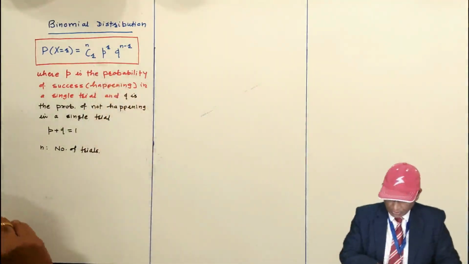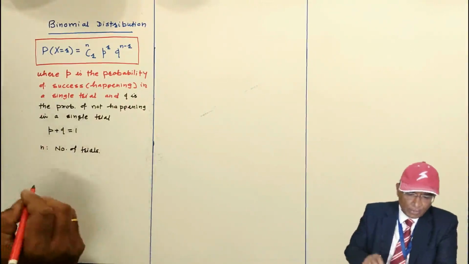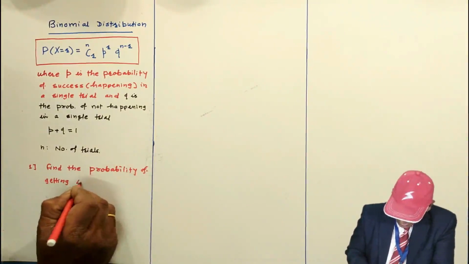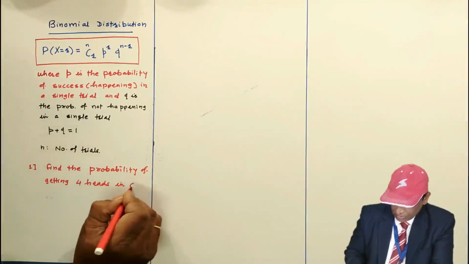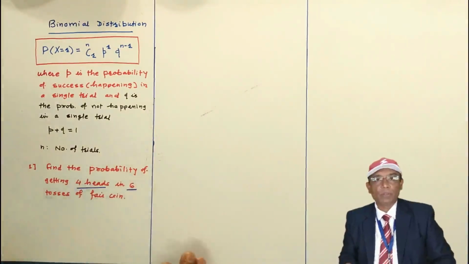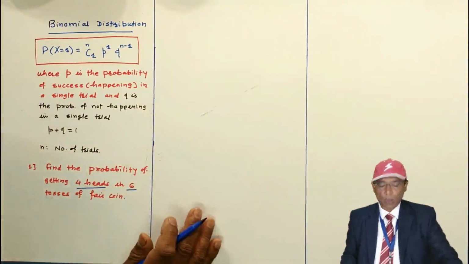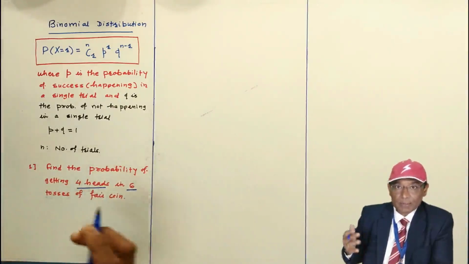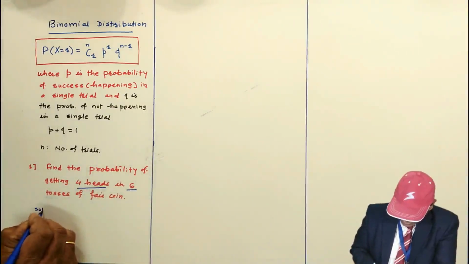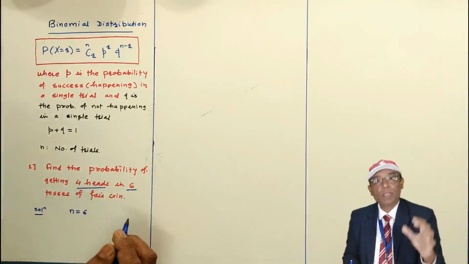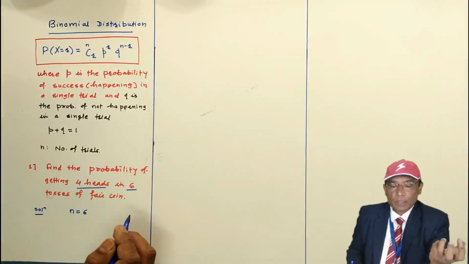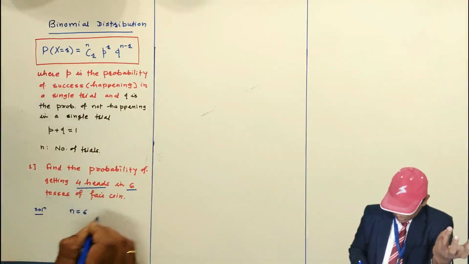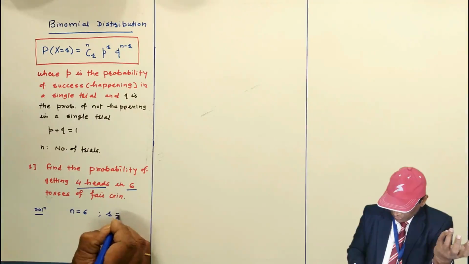So we are going to start with a very simple problem. Find the probability of getting 4 heads in 6 tosses of a fair coin. How many tosses are there? 6. Number of trials is 6, so here n is equal to 6. And out of these n trials, how many heads do you want? We want 4 heads. Therefore, R is equal to 4.